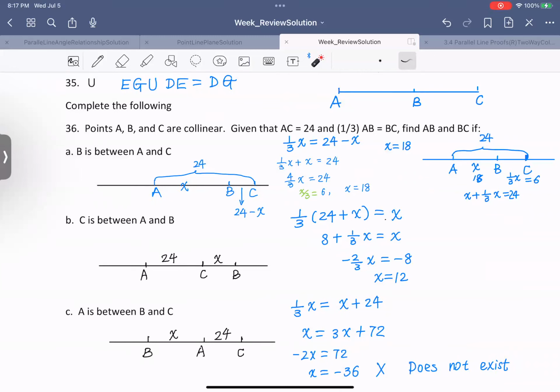You also know that 1/3 of AB is equal to BC. So you have 1/3 of AB, which is 1/3 X, equals BC. BC is 24 minus X. So you have that equation and you solve it for X. This is scenario A. And then you will do scenario B. So this is scenario B.